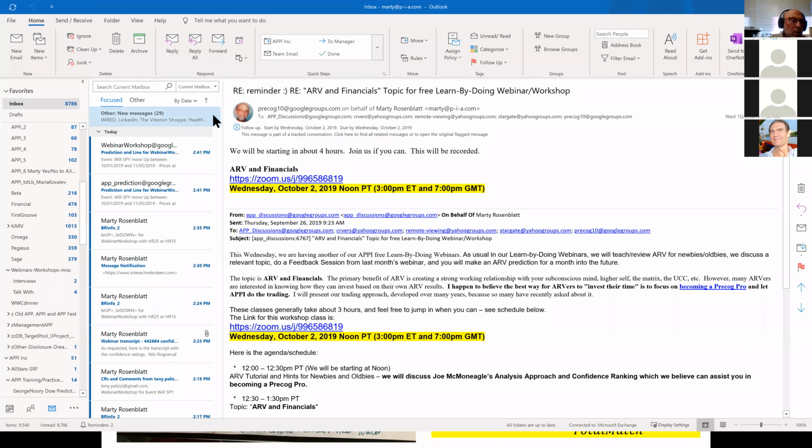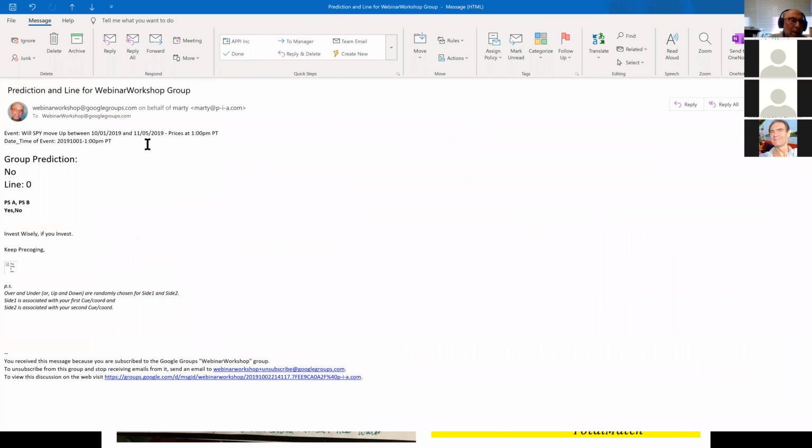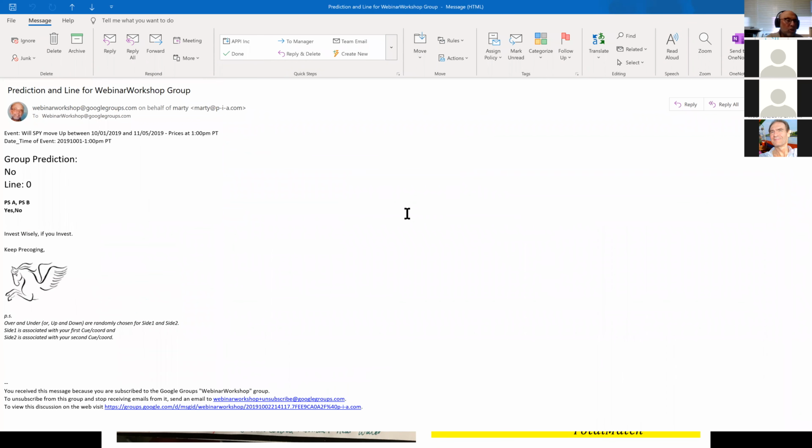So, yep, there it is. This is the email everybody registered in this group, and whatever group you're in, received. It says group prediction: no. In this case, there is no line because we don't have a stopper limit. Remember, the question was a simple up between these two dates, so it was a yes or no, and the prediction is no.